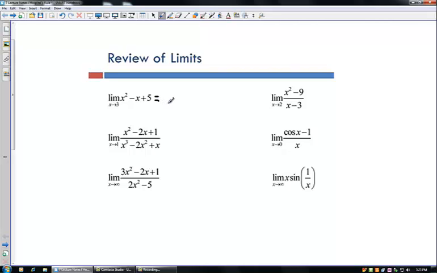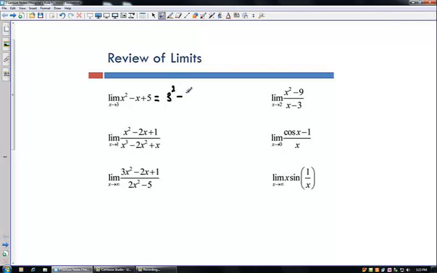You look at what's happening as you approach 3 from the left, you look at what's happening as you approach 3 from the right, and you look at this output, the height of the function, and if it's the same value from the left to right, then the limit exists and it is that value. So when we're doing this type of limit here with the formula, we know this is continuous, so we can just plug in 3, and if we get an answer, then that's our limit.